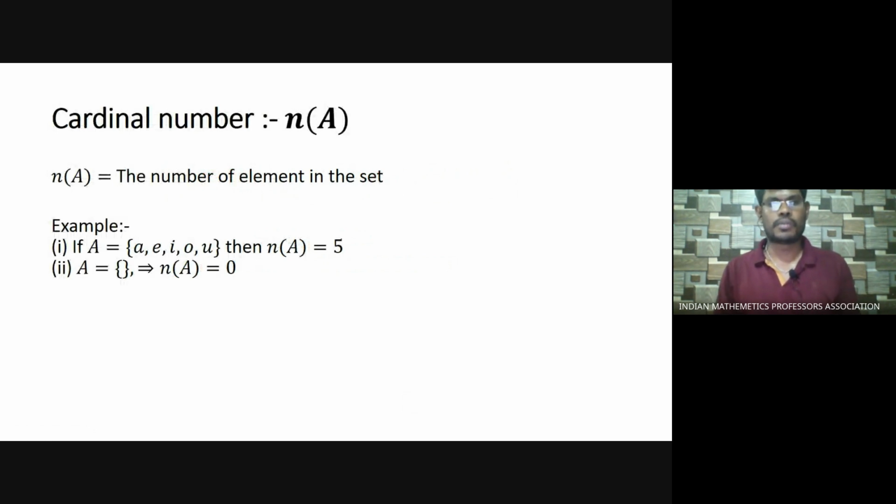First, we should know what a cardinal number is. Cardinal number is one of the important concepts in set theory. This is a very simple concept. If you have any set A equal to {x, y, z, ...} with totally four elements, then the cardinal number of the set A is equal to 4. That's it. This is a very simple concept.